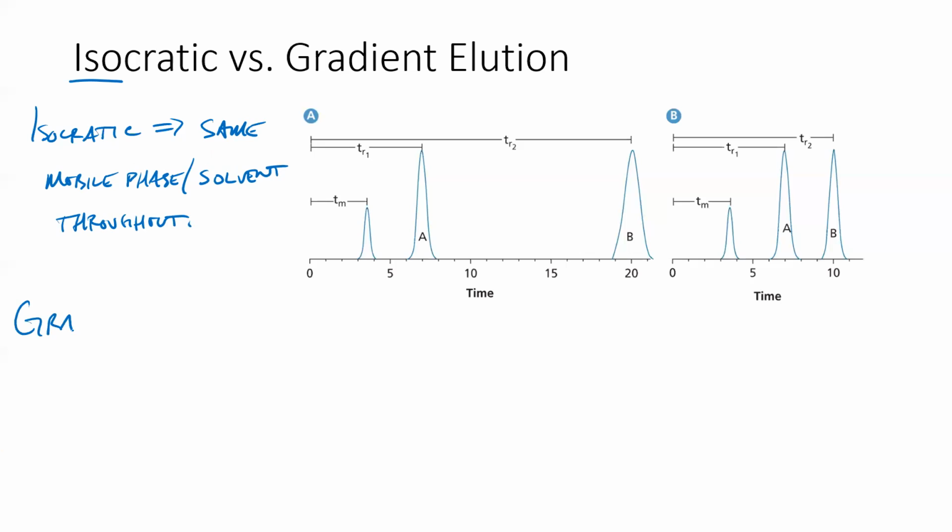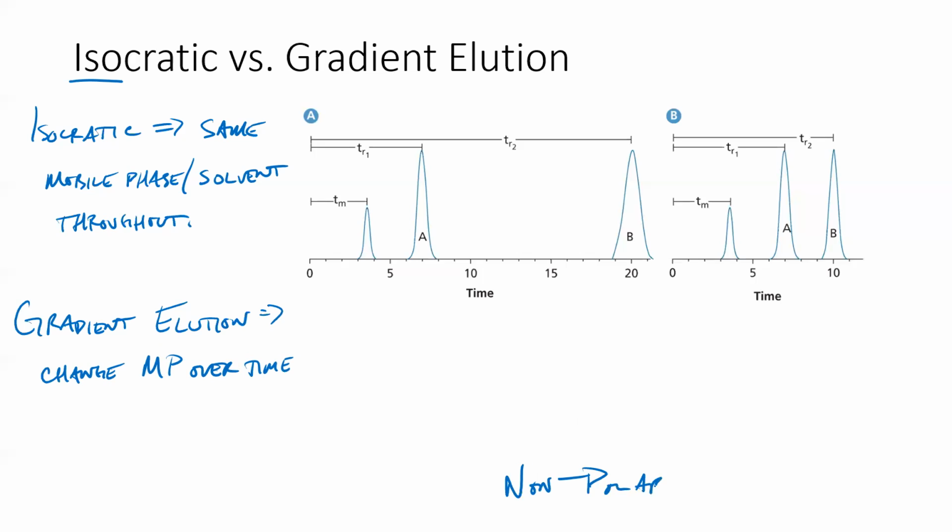Gradient dilution is where we're going to slowly change that mobile phase over time. So let's say that we have a nonpolar column, a nonpolar stationary phase. Okay? What's going to stick to that really well? Polar analytes or nonpolar analytes?